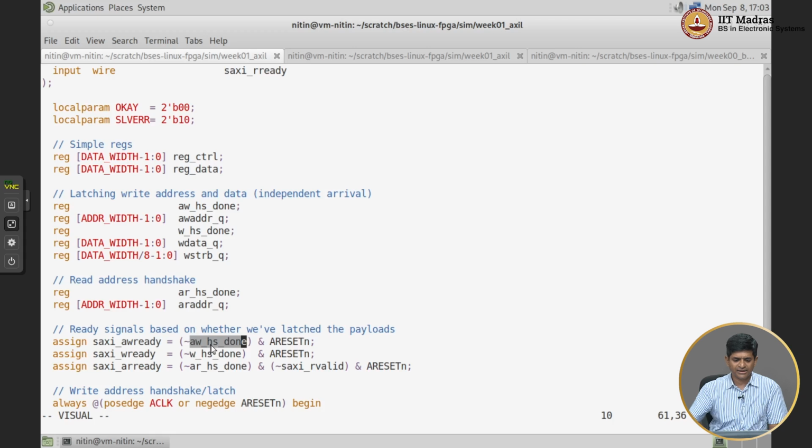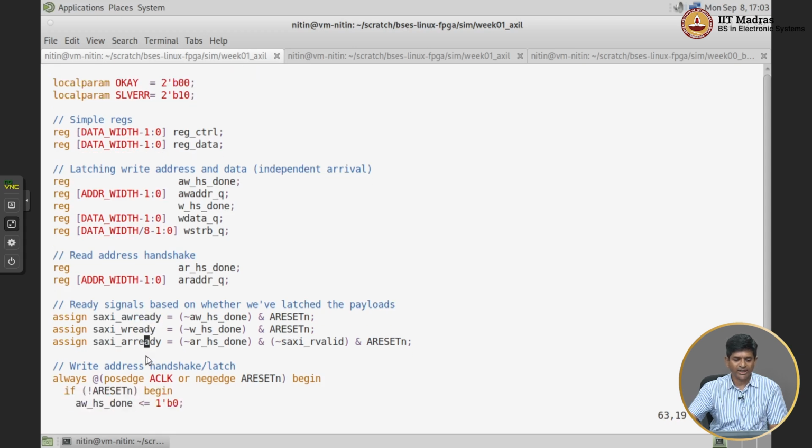The other thing I have, of course, is that any time reset is low, the ready automatically becomes low, right. So that's just one piece of extra logic that I've got over here, and that's there for all of the signals that I have. Similarly, what about the W ready?